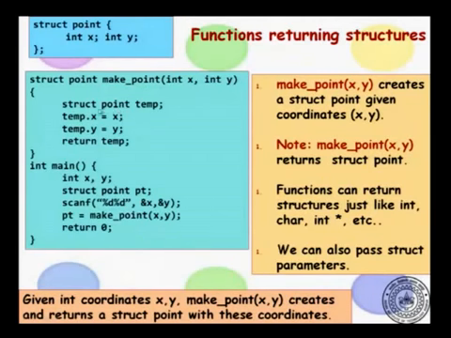Now, how do you define it? For example, you can define a variable temp of type struct point and then say temp dot x equal to x, temp dot y equal to y, and return temp. If temp had been an int variable, you would say return temp if the function was of return type int. Here the function is returning struct point, and you would do it exactly in the same way as a function returning int.